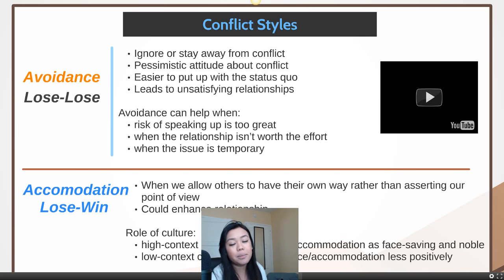You also find that people tend to avoid when the issue is temporary, meaning that you don't expect it to show up again or to become a very serious, long-standing problem.